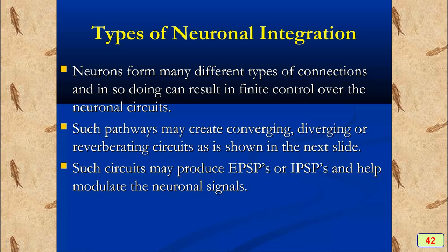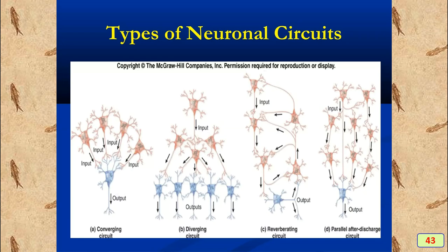Then types of neuronal integration. These neurons form many different types of connections, and doing so can result in finite control over the neuronal circuit. So such circuits may produce excitatory postsynaptic potential or inhibitory postsynaptic potential (EPSP or IPSP) and help to modulate the neuronal signals. So this is the neuronal circuit, input and output, a diverging signal. Here all cells will respond or no cells will respond.